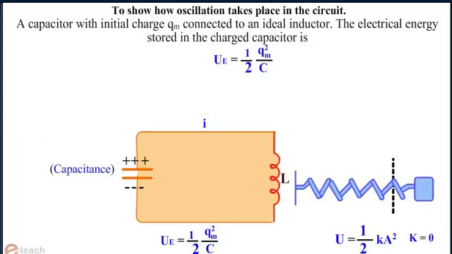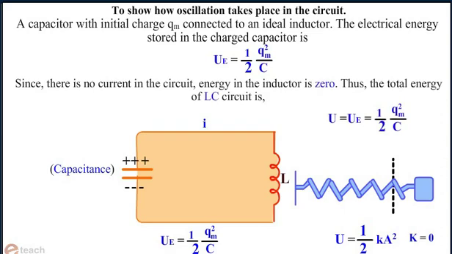The figure shows a capacitor with initial charge Qm connected to an ideal inductor. The electrical energy stored in the charged capacitor is half Qm square by C. Since there is no current in the circuit, energy in the inductor is 0. Thus, the total energy of the LC circuit is half Qm square by C.